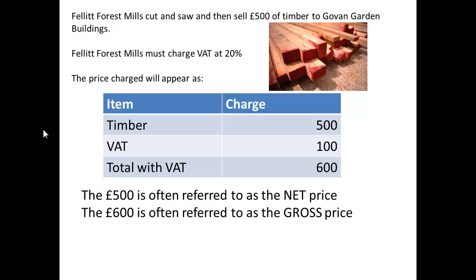So, Phillip Forest Mills cut and saw and then sell £500 of timber to Covent Garden Buildings. Now they must charge VAT at 20%. So the price of the item is actually £500 for timber, £100 for VAT, that's 20% on 500, so the total with VAT is £600. We would refer to the £500 as the net price and the £600 as the gross price.